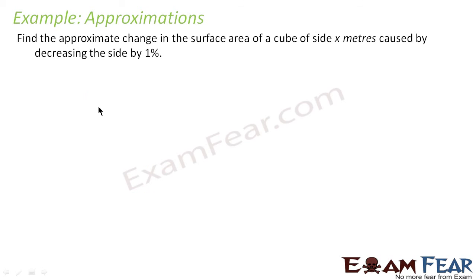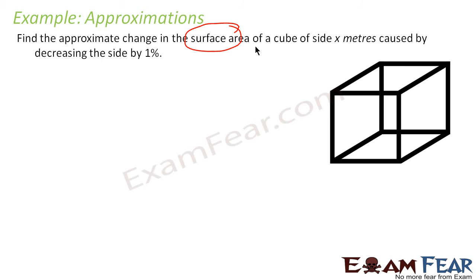Let's take one more example. We have to find the approximate change in the surface area of the cube of side x meter, where the length is decreasing by 1%. So delta x is actually minus 1 by 100 x. Why? Because 1% of x is delta x, that is minus 1 by 100 x. Correct? Surface area is nothing but 6x square. I have to find ds.